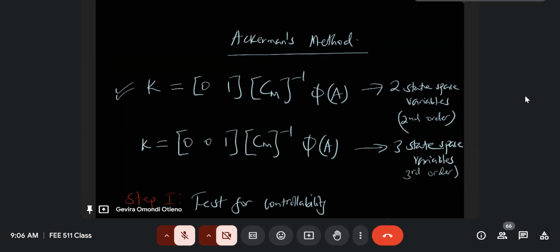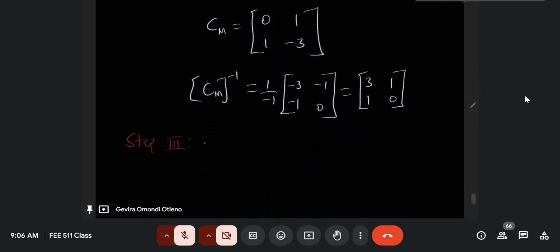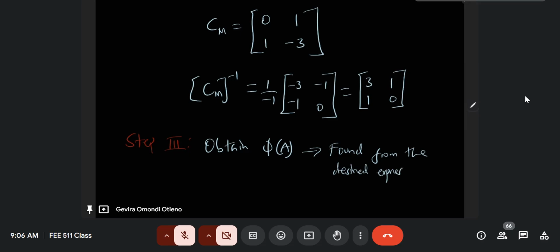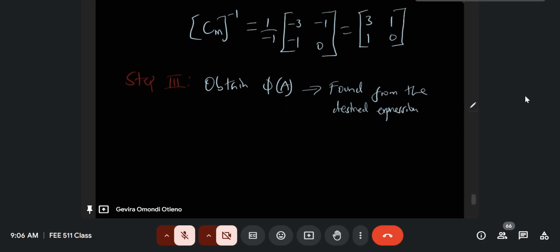So we need to obtain phi of A. I know students are wondering, how do you get this and what is this phi of A? A matrix, we have it. So how do we get this? This is found from the desired expression. How is it obtained from the desired expression?